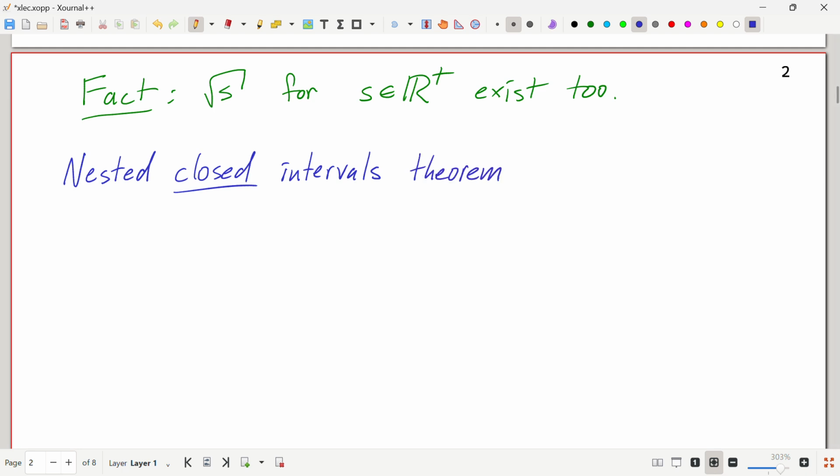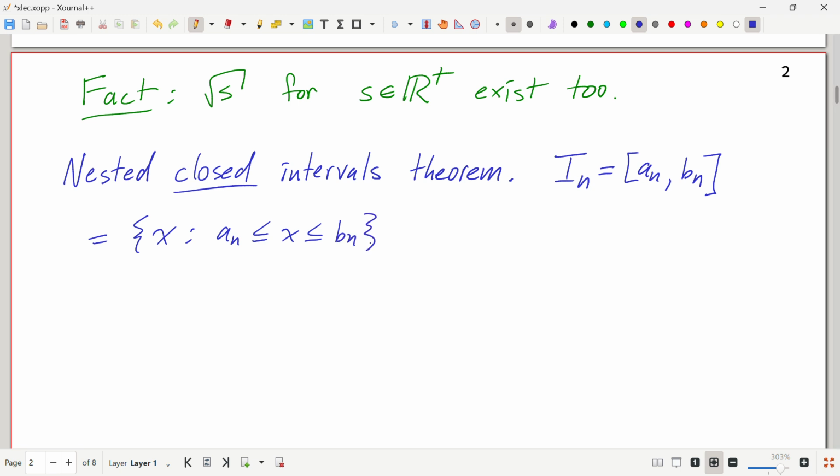I think the book calls it a property. Okay, so a closed interval, I'll call it I sub n, is going to be a sub n, comma b sub n. And of course, that's equal to the set of x such that a_n is less than or equal to x is less than or equal to b_n. That's a closed interval because the endpoints are in there. The open interval would have round brackets on the ends.